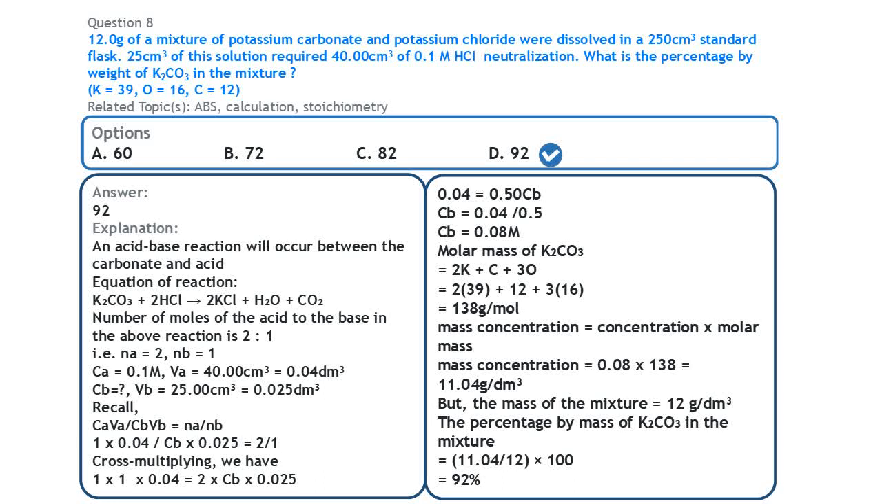But the mass of the mixture, from the question, is 12.0 gram. So we want to know what is the percentage of this potassium carbonate that is in this mixture. So that will be equal to the mass concentration of this carbonate, which is 11.04, divided by the mass of the mixture, which is 12. Then multiply this by 100. So this divided by 12 will give us 0.92 times 100. We are going to have 92%.